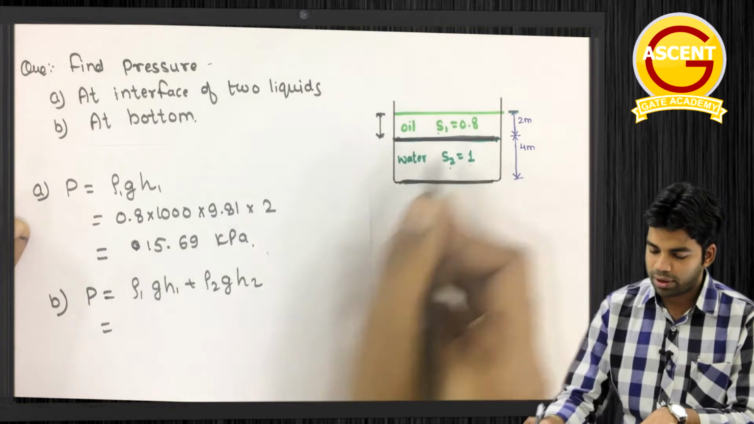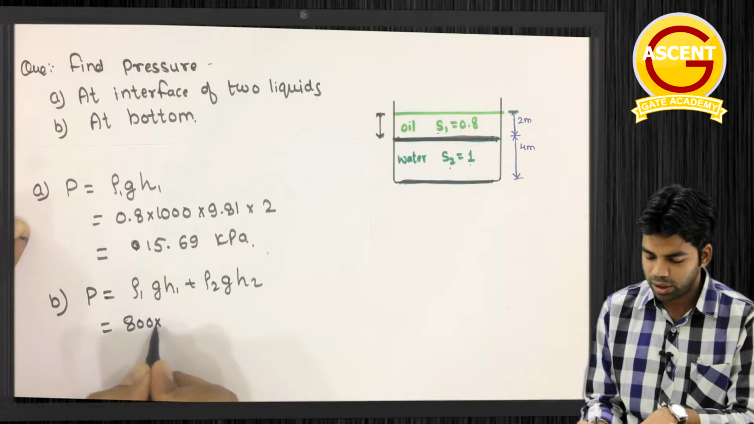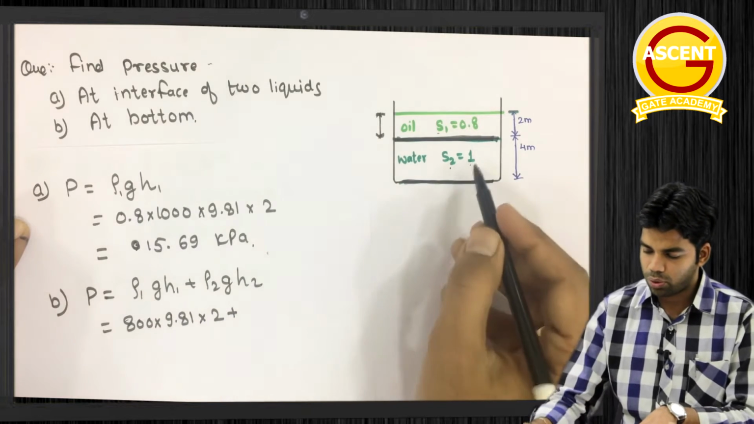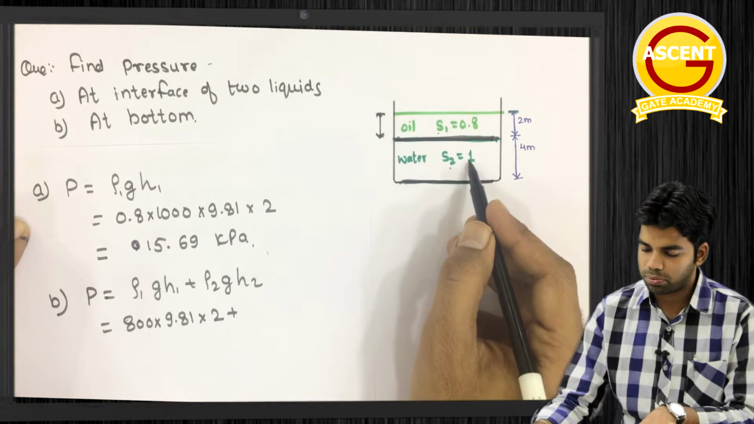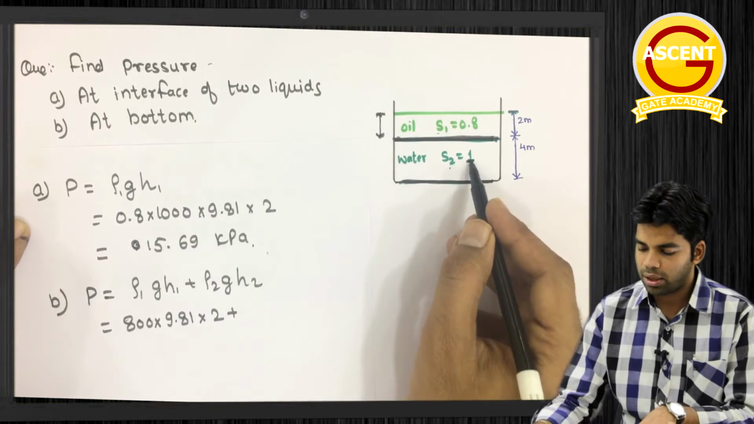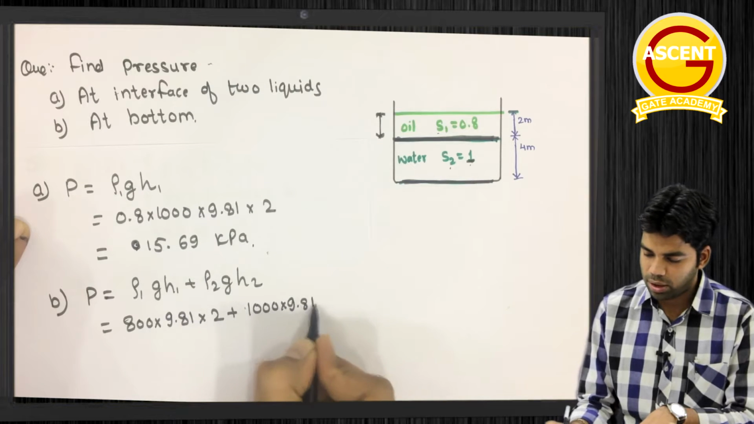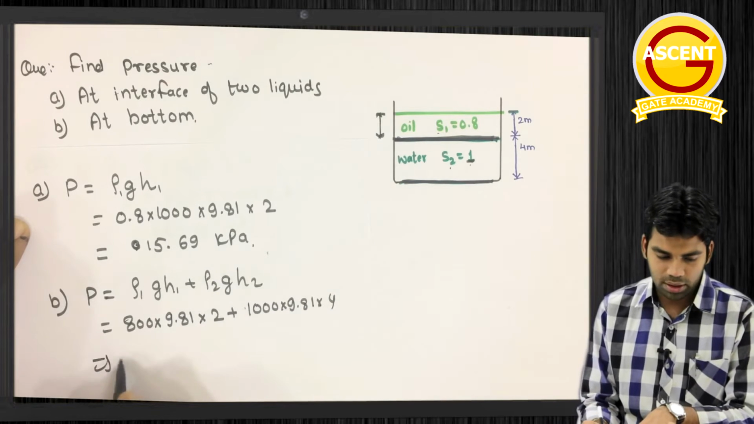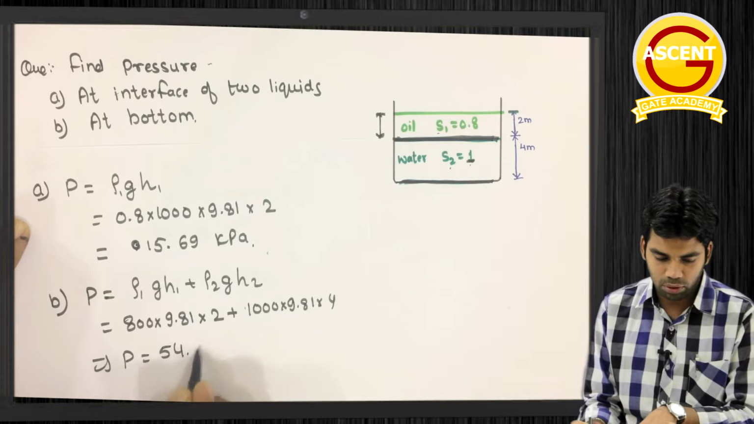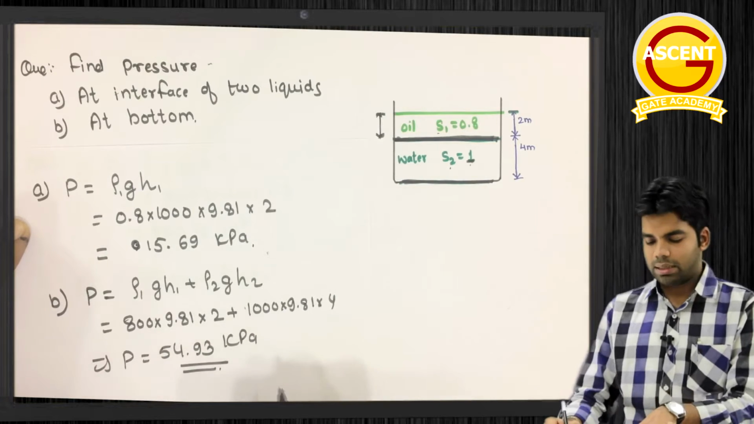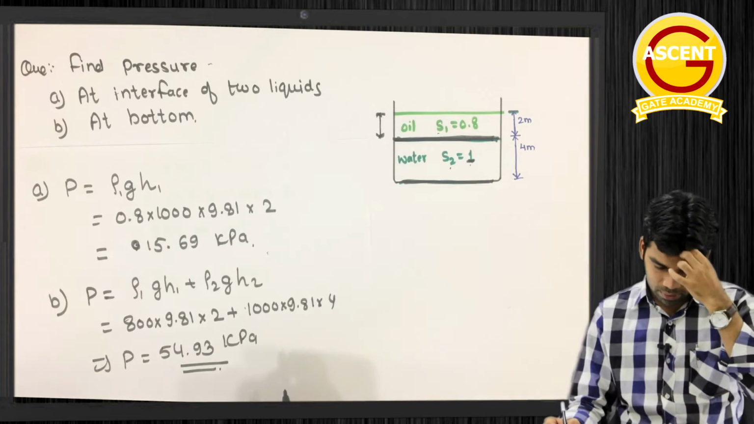So rho 1 we have as 800 into 9.81 into height 2, plus rho 2. Rho 2 is how much? The specific gravity is 1, so 1 into 1000, so 1000 into 9.81 into 4. So from here this pressure will be equal to 54.93 kilopascal. Answer. Okay, very simple to solve.